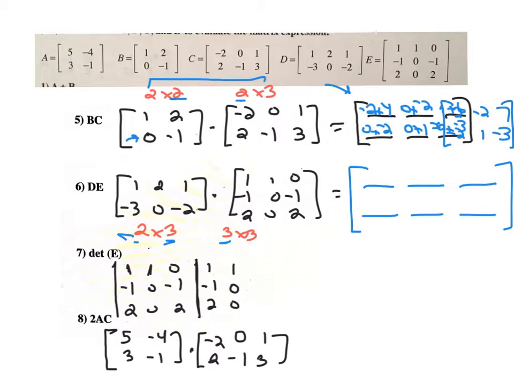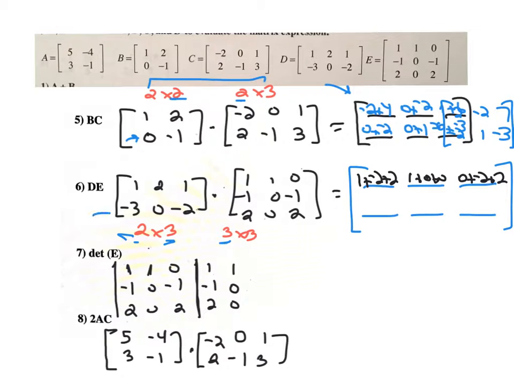So here I go. 1 times 1 is 1. 2 times negative 1 is negative 2. And 1 times 2 is 2. Now I'm going second column. 1 times 1, 2 times 0, and 1 times 0. And the last column. 1 times 0, 2 times negative 1, and 1 times 2.